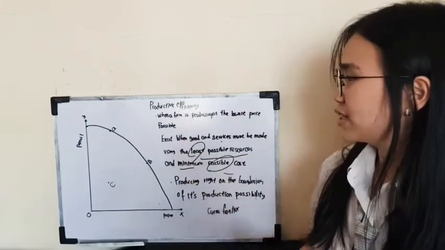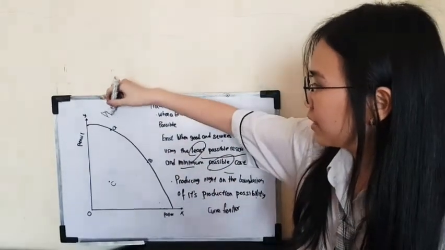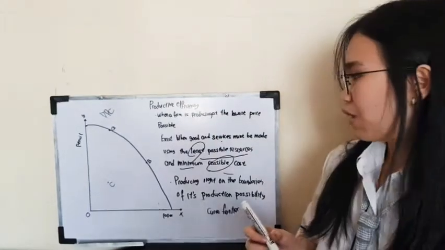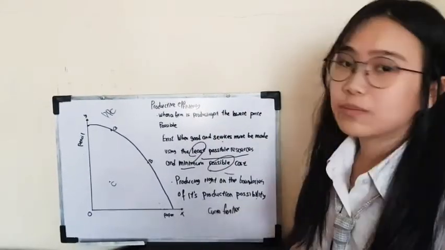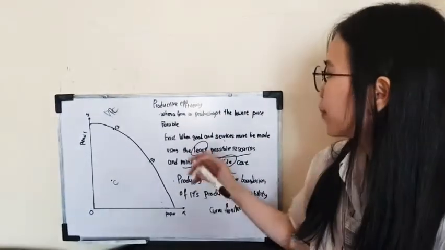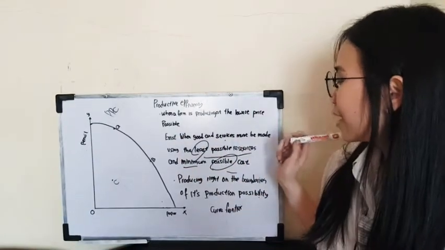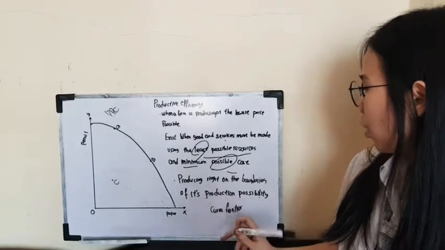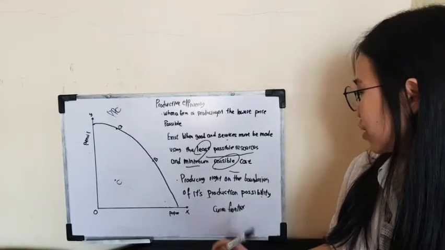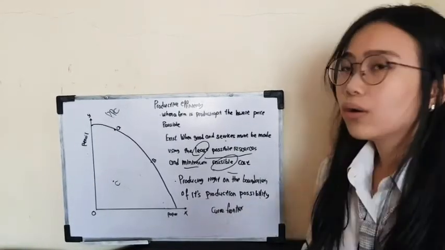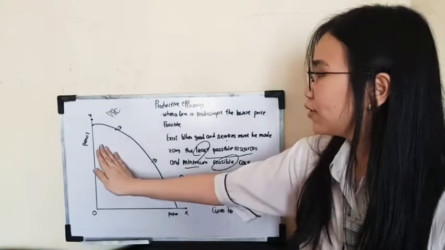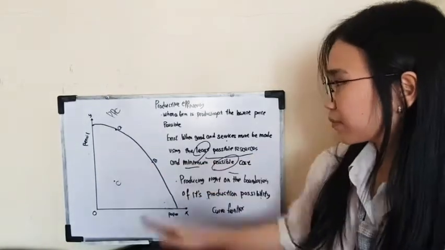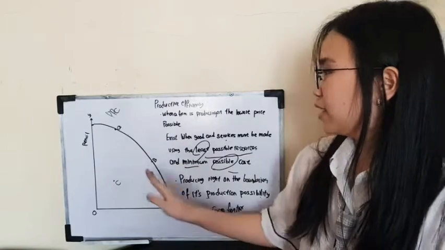This productive efficiency can be shown through the PPC. Now we will read another statement based on the PPC. Productive efficiency can only be achieved when producing right on the boundary of its production possibility curve frontier. What does this mean? We will go to this PPC of pencil and paper.